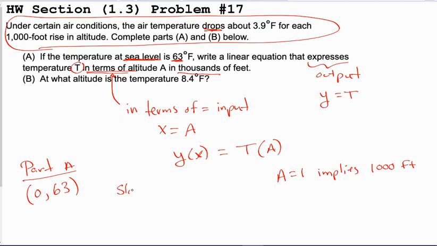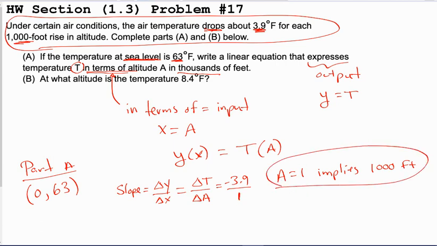So we have to remember slope equals delta y over delta x. In this case, our y is t, so it's going to be delta t over delta a because our x variable is replaced by a. Delta means the change in. So how is the temperature changing? It's dropping 3.9 degrees, so it's negative 3.9. And how is the altitude changing? 1,000 feet, so over 1. And remember, A is being expressed in terms of thousands of feet, so that's why I didn't write 1,000 there.